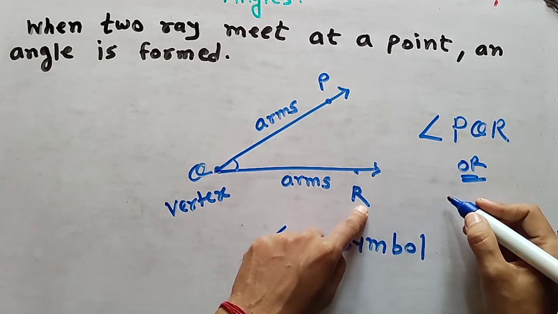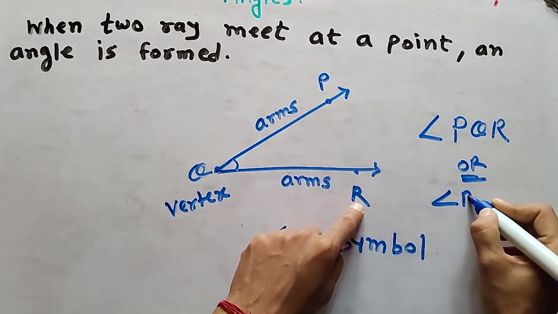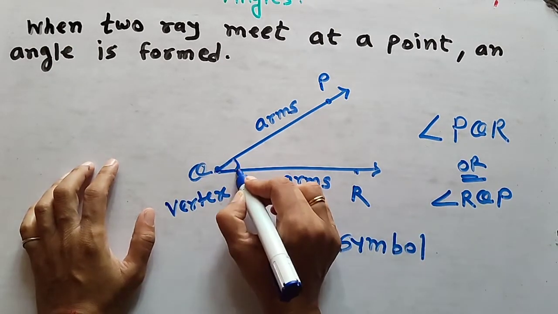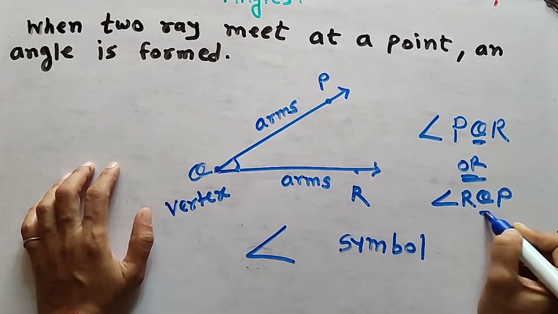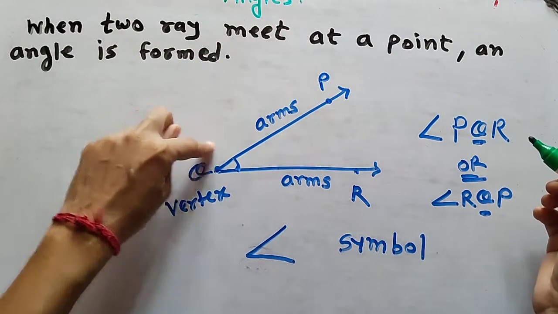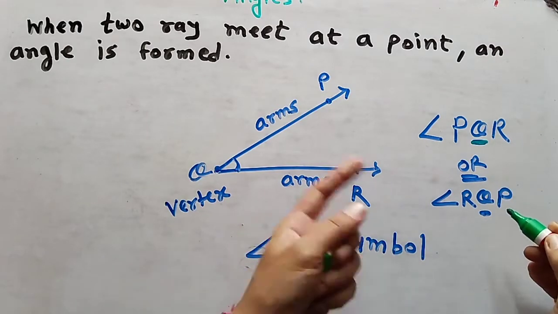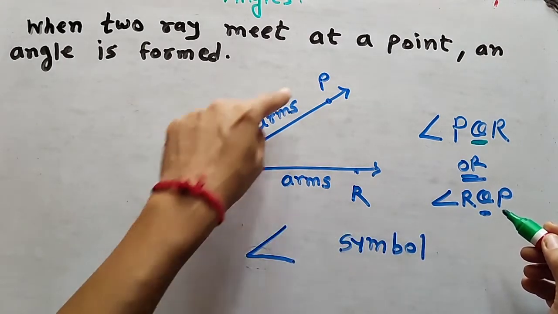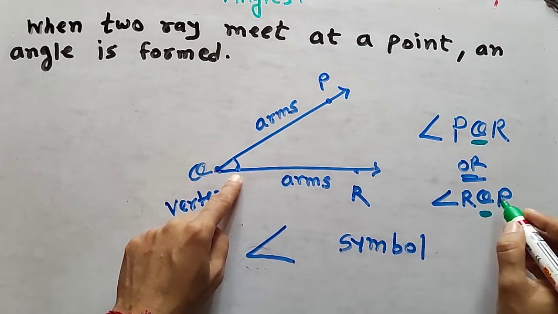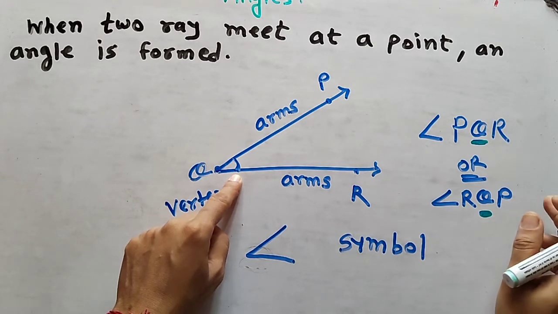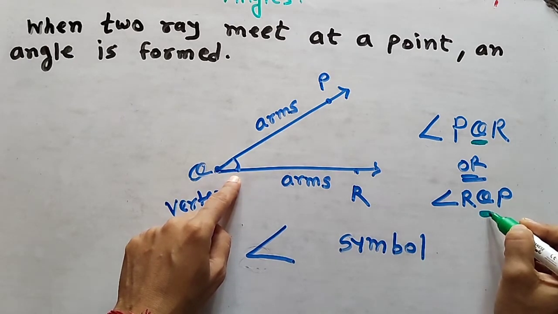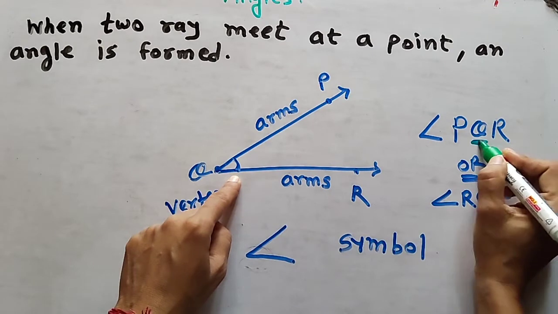Or you can start from this ray: angle RQP. But remember this: where should the angle's vertex letter come? In the middle point. See here, this is the middle point. Where is Q? Here. We write the name PQR, Q as the middle point. Again, you can also write RQP, but remember Q as the middle name. You use capital letters to indicate the name, but the letter where the angle is formed you have to write in the middle, between the other two.